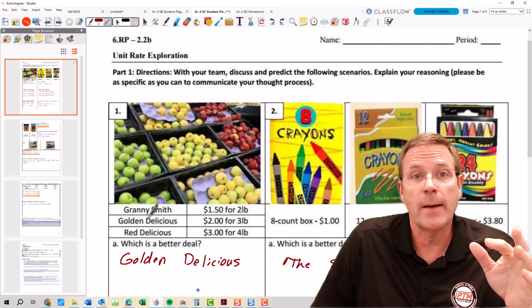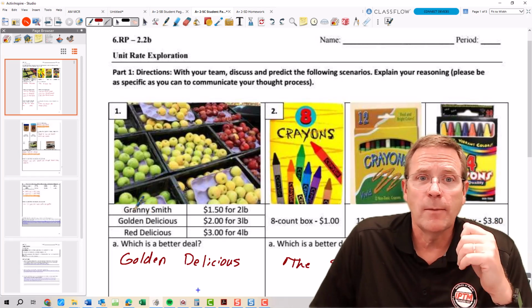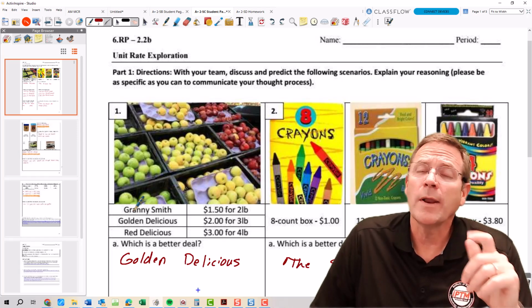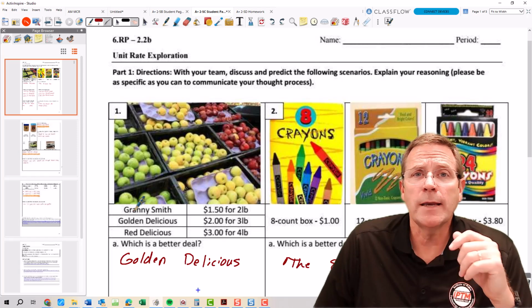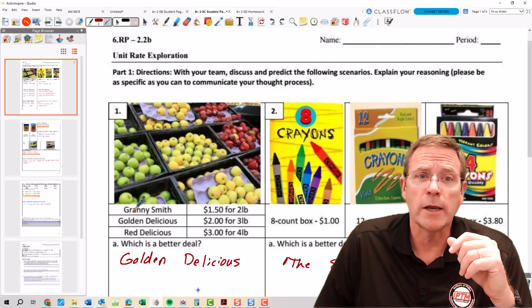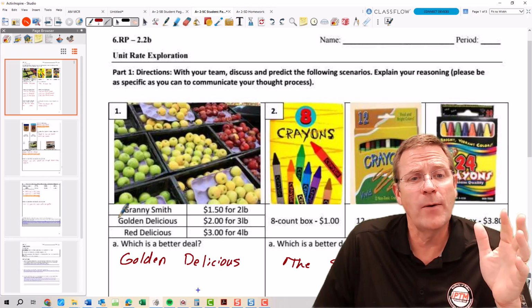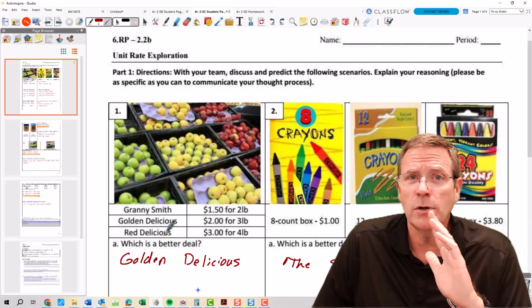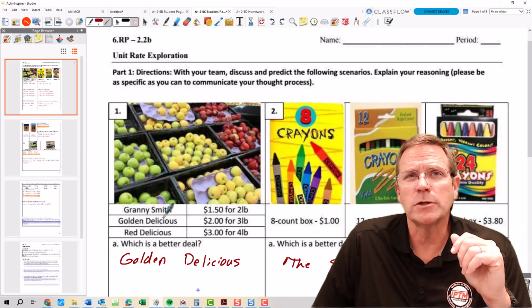Anyhow, I want to talk about these apples for a second. If the Granny Smith had been the best price per pound, they might still not have been the best choice. The reason is Granny Smith apples are used for cooking. You don't really want to eat a Granny Smith. They just don't eat that well. The Golden Delicious and the Red Delicious are great eating apples. Granny Smith apples are the ones you cook with.